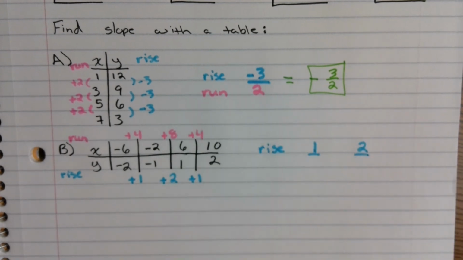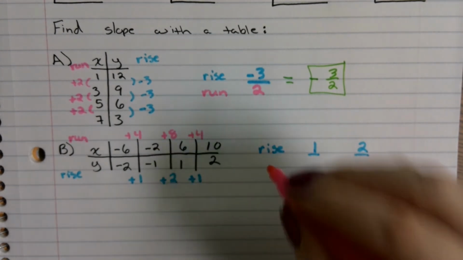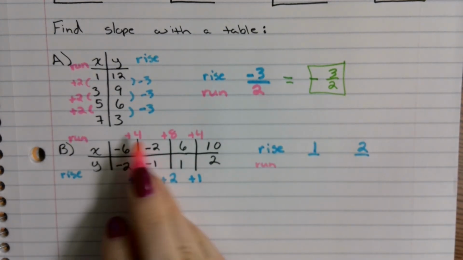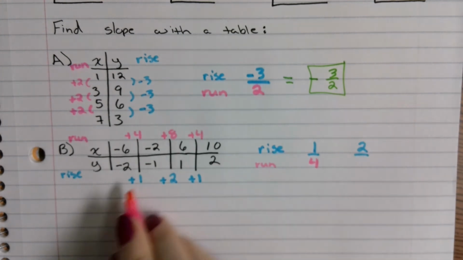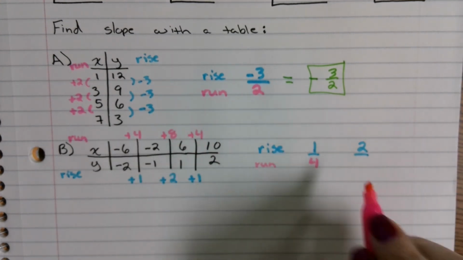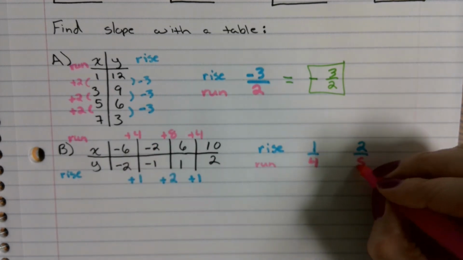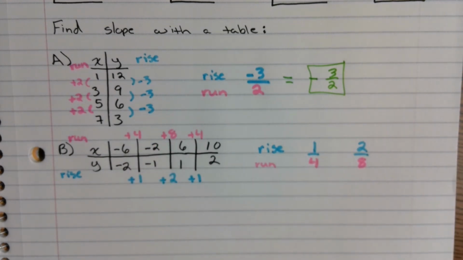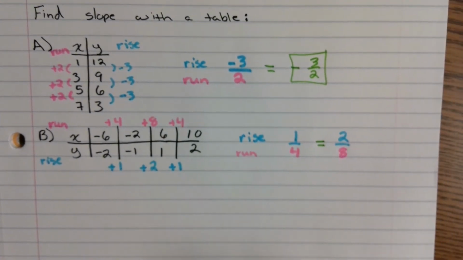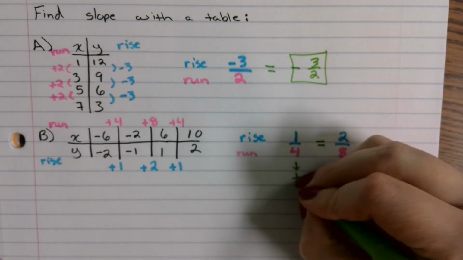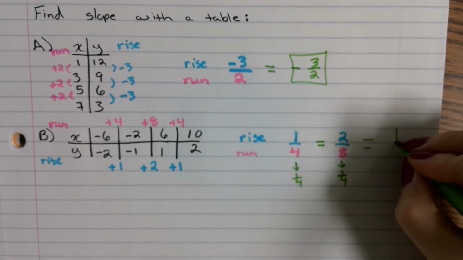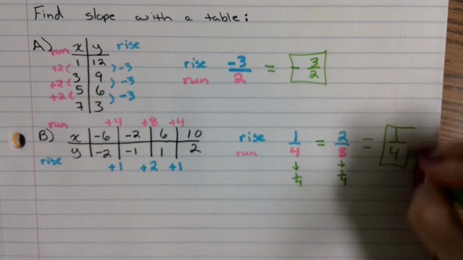I have two different runs. When I had a rise of 1, I had a run of 4 in both situations. And when I had a rise of 2, I had a run of 8. Are these equivalent to each other? Yes, they are equal to each other. They both simplify to the fraction 1/4. So that means your slope is just 1/4.